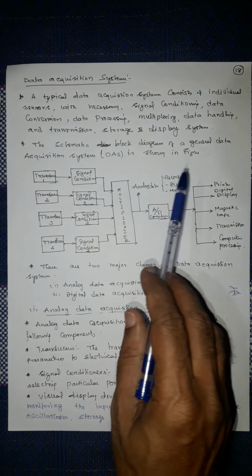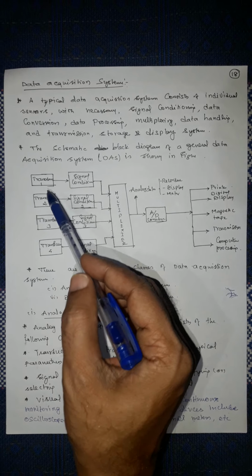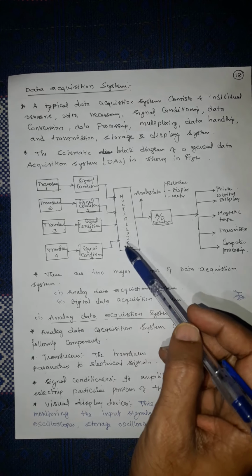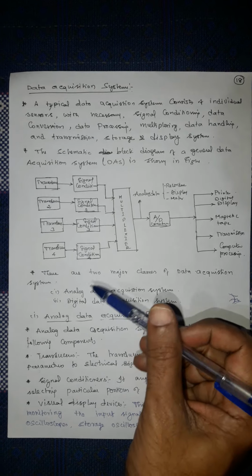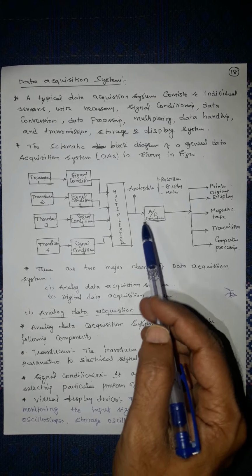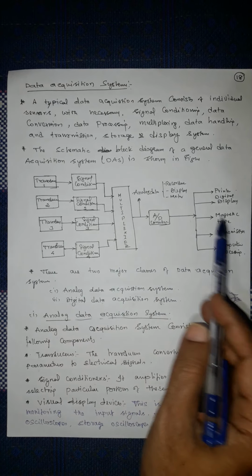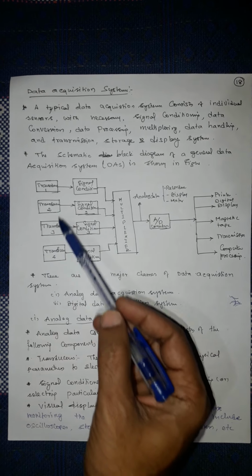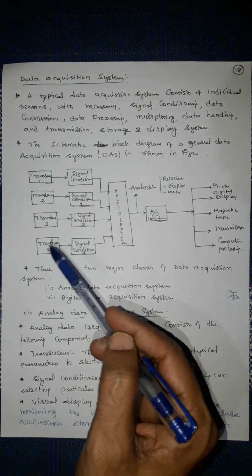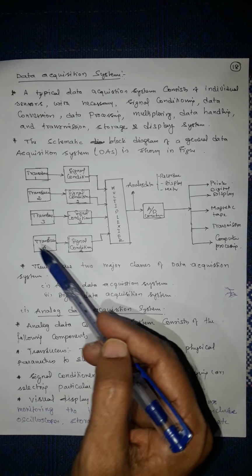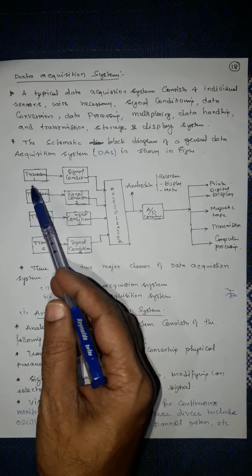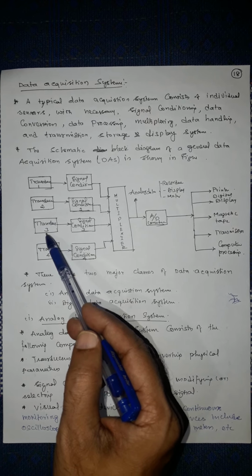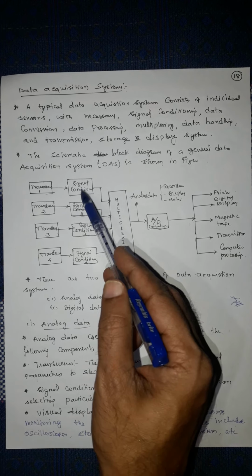A typical data acquisition system consists of individual sensors or transducers with the necessary signal conditioning, data conversion, data processing, multiplexing, data handling and transmission, storage and display system. The schematic block diagram of a general data acquisition system, DAS, is shown in the figure. These are all transducers 1, 2, 3, 4 and so on. Why do we use a number of transducers or sensors in industry? One has to sense the temperature, another the level, humidity and so on. Next one is signal conditioning.